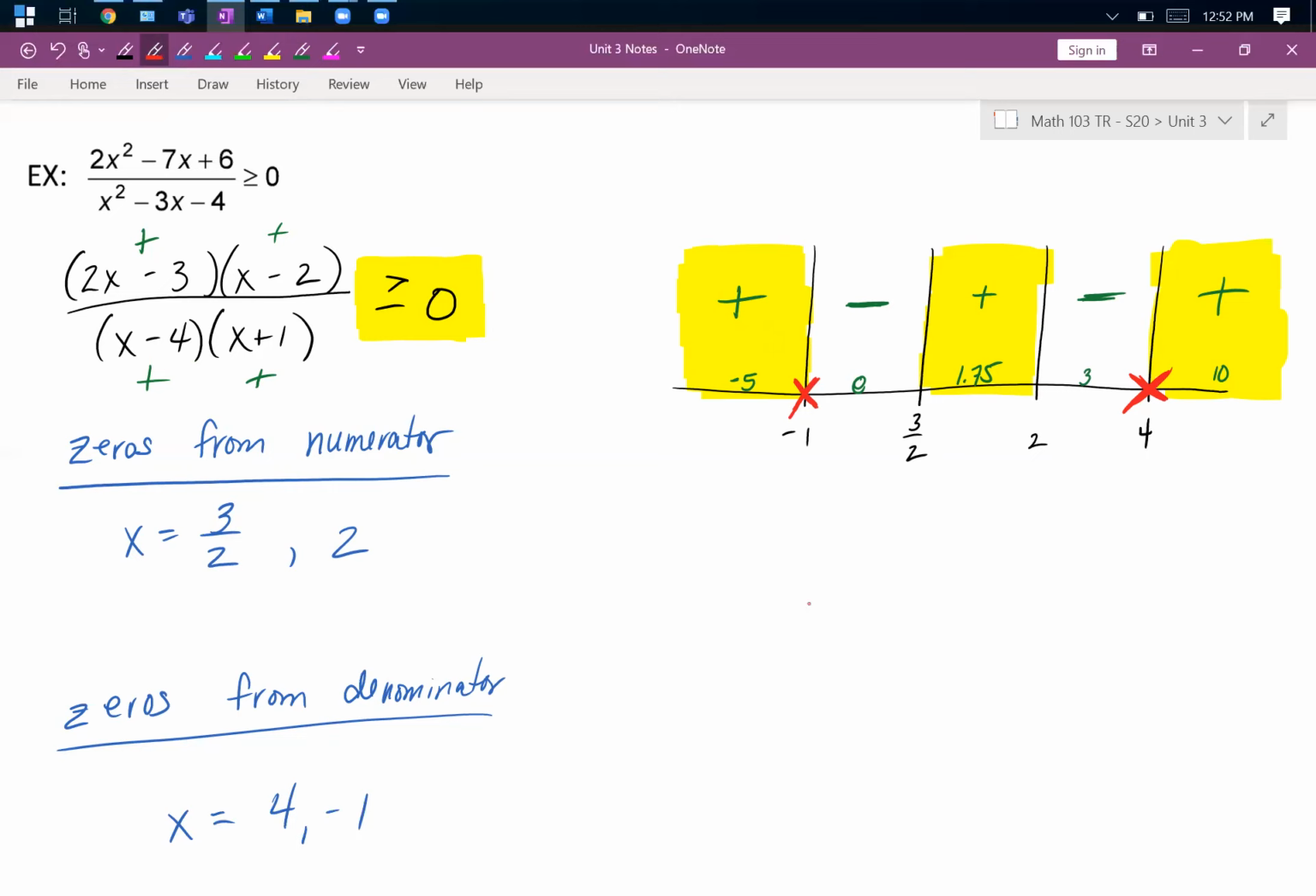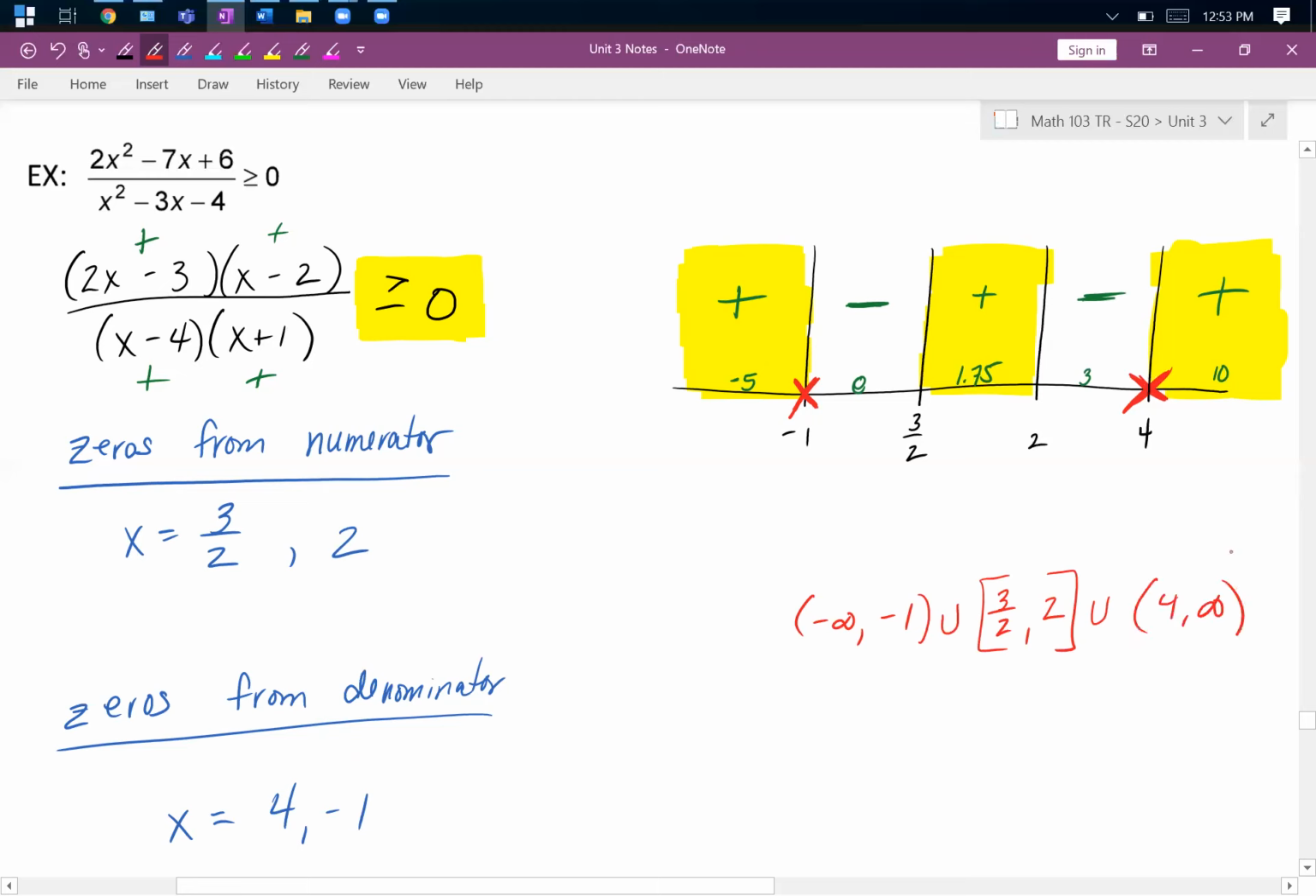Negative infinity to -1, and then union. What are you using at -1, a parenthesis or a bracket? Parenthesis. Okay. And then union 3/2 to 2. What are you using there? Brackets. Great. And then union parenthesis 4 to positive infinity.